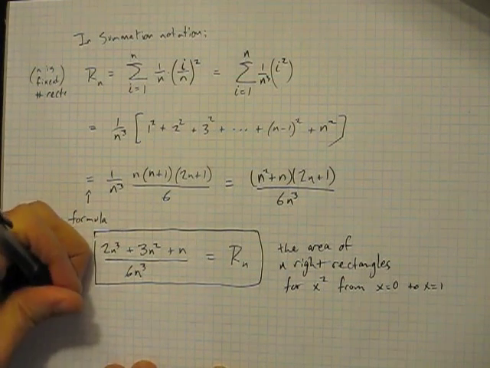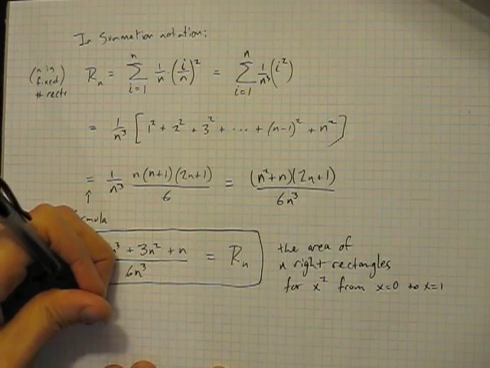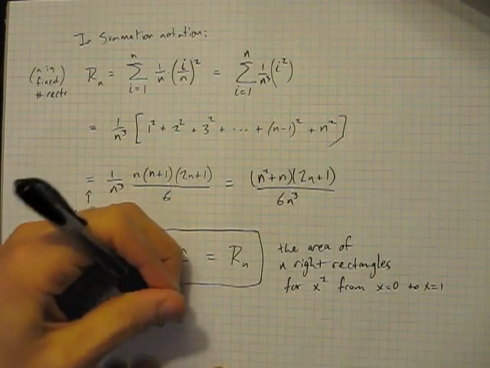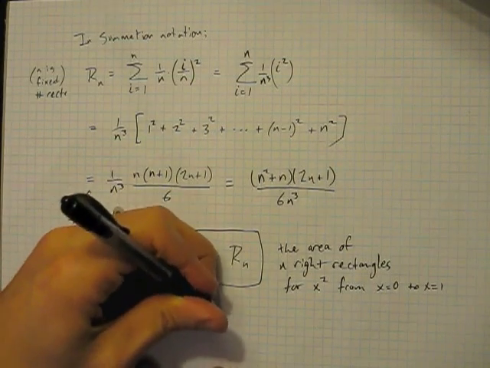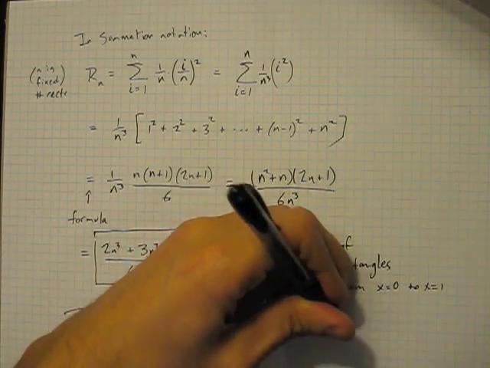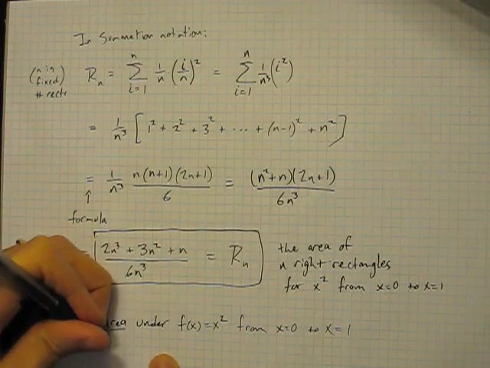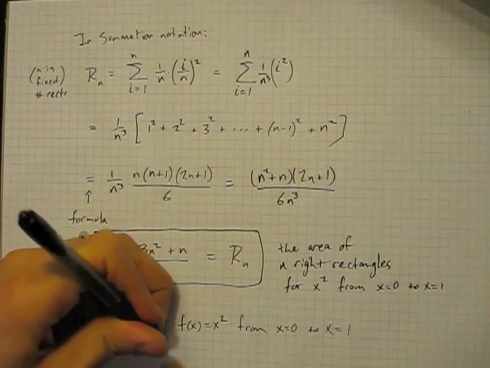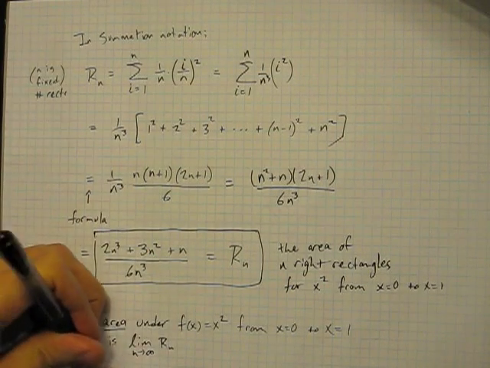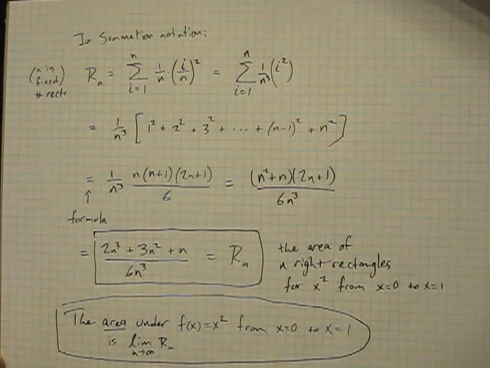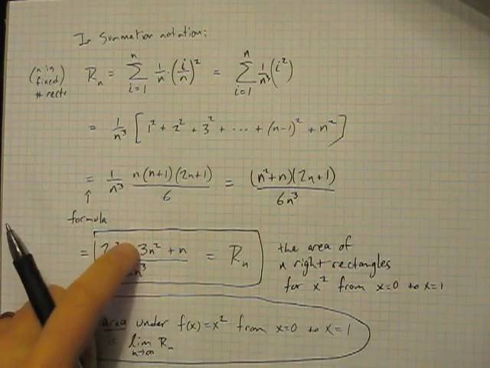So the area, the true area under f of x equals x squared from x equals 0 to x equals 1 is what you get when you take the limit. It's the limit as n goes to infinity of Rn. Since this is super duper important, I have to check one more time that this is showing up. It is. Okay, beautiful.